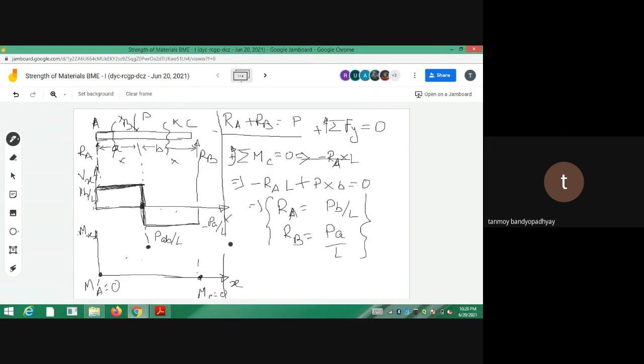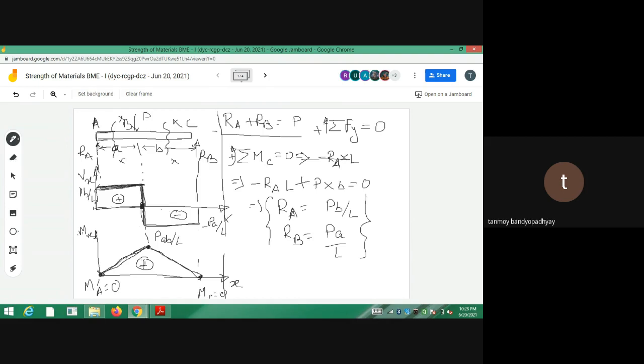So you get three points, and now you know how to join them. How to join them? Using a straight line. Why? Because the equations are that of a straight line. So it's a triangular BM diagram. This is the BM diagram for the case considered. It's positive, based on the sign convention. It's a positive BM.